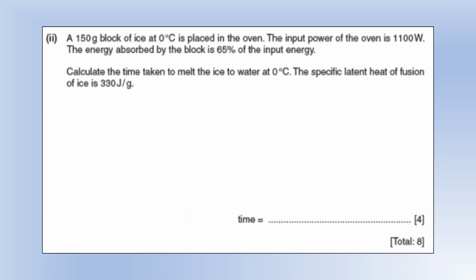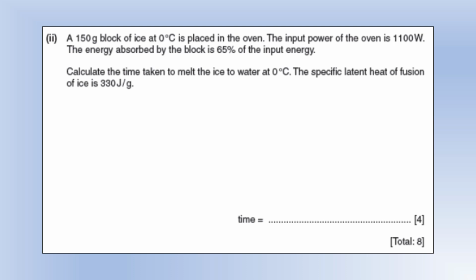So blending together some thermal physics and also waves, we've got a 150 gram block of ice at 0 degrees placed in an oven. The input power of the oven is 1100 watts. Energy absorbed by the block is 65% of the input energy. Calculate the time taken to melt the ice to water at 0 degrees. Specific latent heat of fusion is 330 joules per gram.